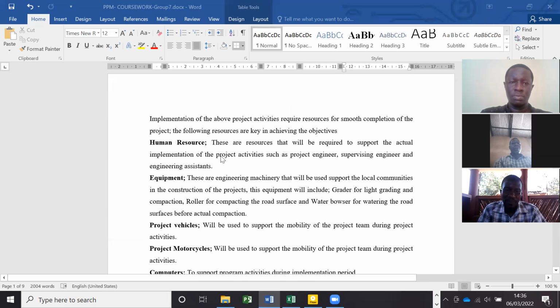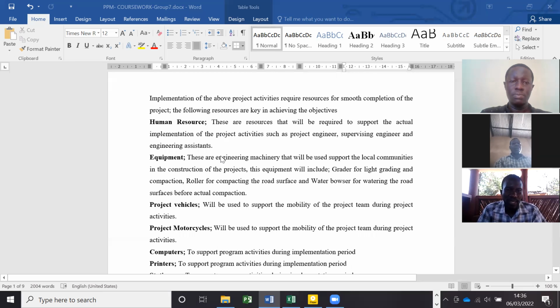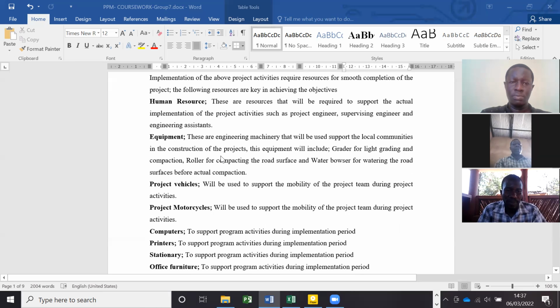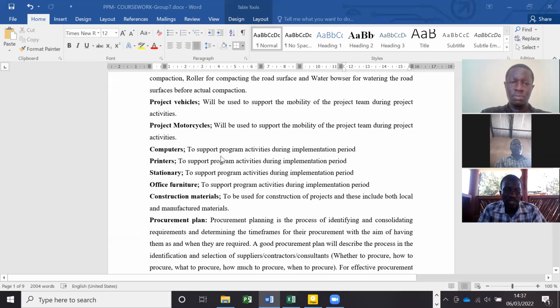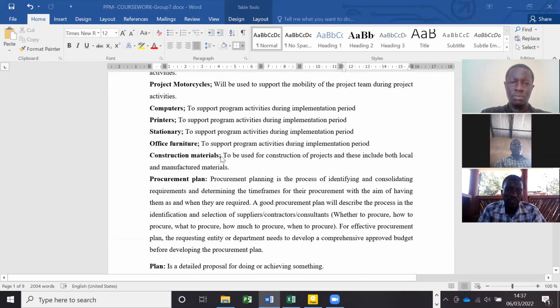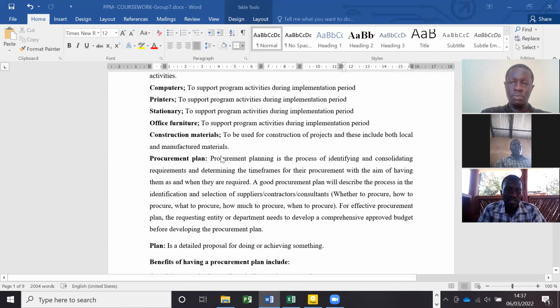Now, there are inputs that are required to ensure that these activities are implemented successfully. They include human resource, equipment, project vehicles, project motorcycles, computers, printers, stationery, office furniture, construction materials, and the likes. So briefly, Dennis, this is where I will stop. I will hand you over to Edward to take us over the procurement plan.